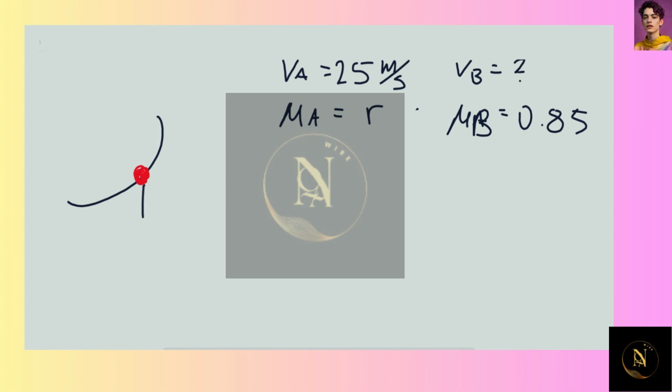Of course, gravity is pointing straight down, and since we're on an unbanked curve, so our ground isn't sloped at all, the normal force is just pointing straight up. Now the force of friction is going to be pointing toward the center of the circle.